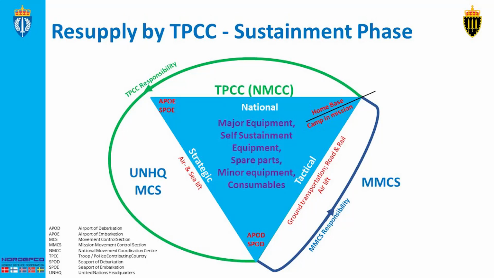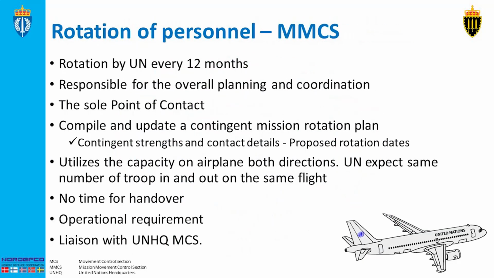By coordination with the Mission Movement Control Section, the mission will be responsible for their movement within the mission area. Remember the customs clearance. The troop or police contributor needs to produce all documentation. The United Nations is responsible for rotation every 12 months. United Nations Headquarters Movement Control Section and the supported Mission Movement Control Section will coordinate the overall troop or police contributors rotation plan that is efficient, economical, and meets operational requirements of the mission.